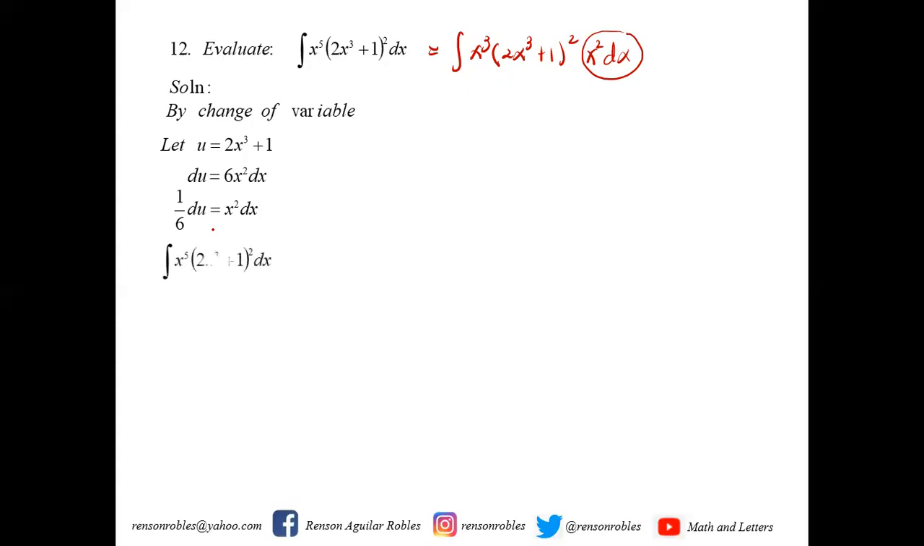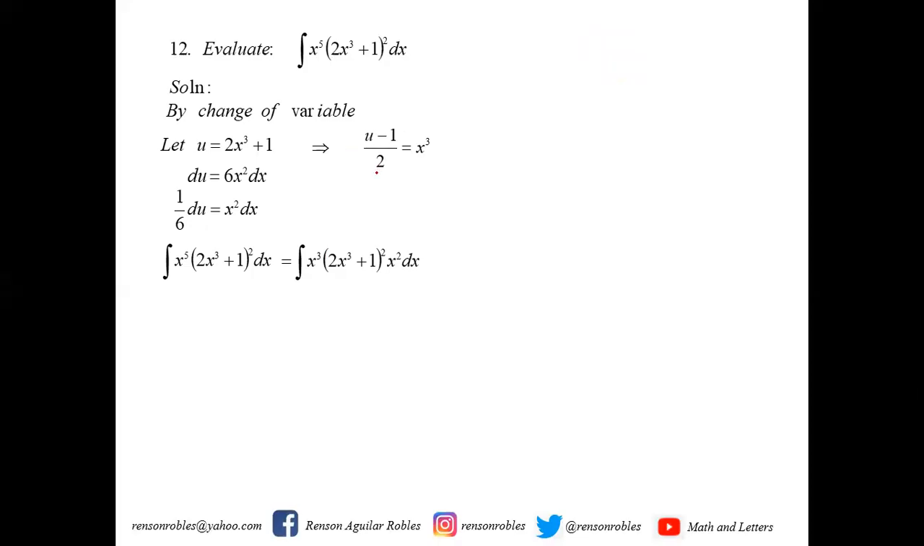And then we have the integral of x to the 5, 2x cubed plus 1 squared dx, which can be written as the integral of x cubed times 2x cubed plus 1 squared, x squared dx. And then this x cubed can be obtained from here, which is u minus 1 all over 2 equals x cubed. And then we are now ready to replace everything by our u, by u minus 1 over 2, and by 1/6 du. So we got this. X cubed is represented by u minus 1 all over 2. And then 2x cubed plus 1 squared is u squared. And then x squared dx is 1/6 du.